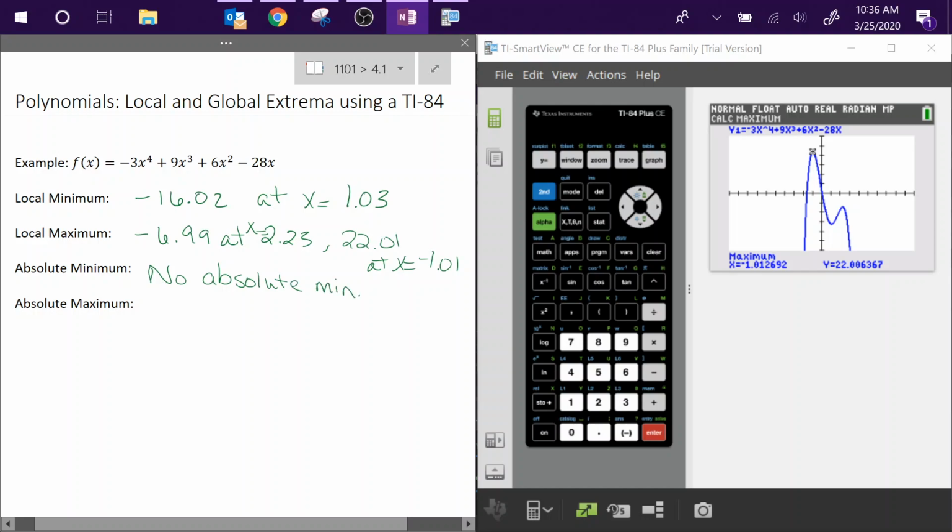And our absolute maximum is the very top y value we see, and we've already found that with one of our local maximums. Our absolute maximum is 22.01, which happens at x equals negative 1.01.